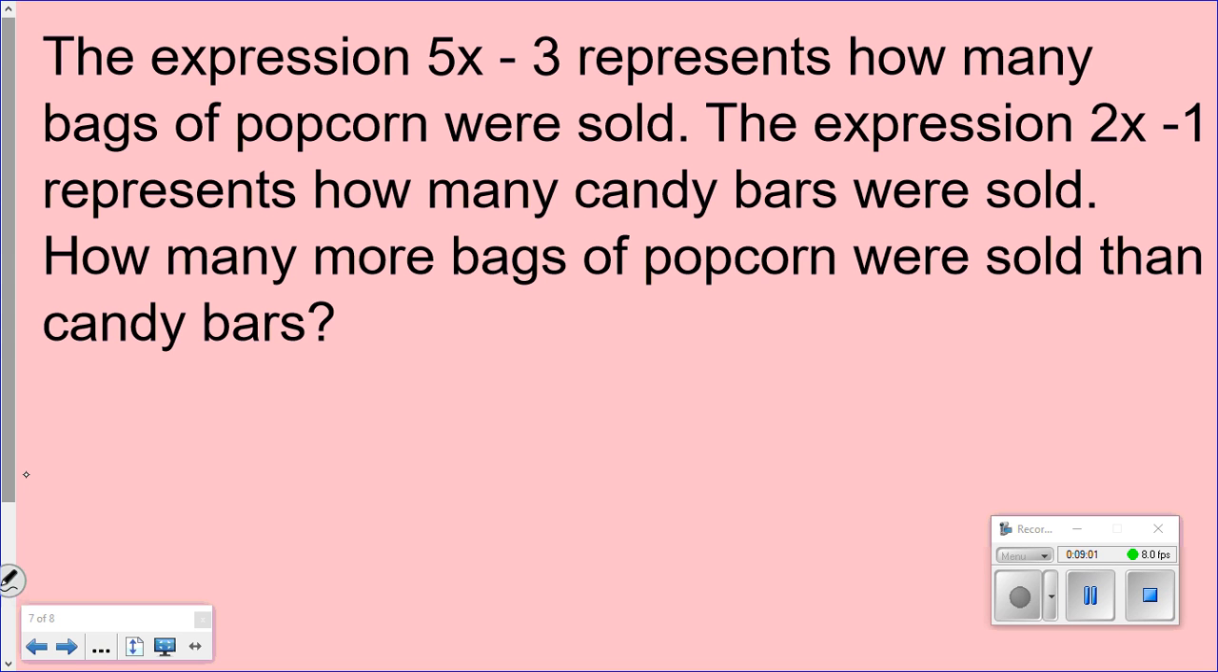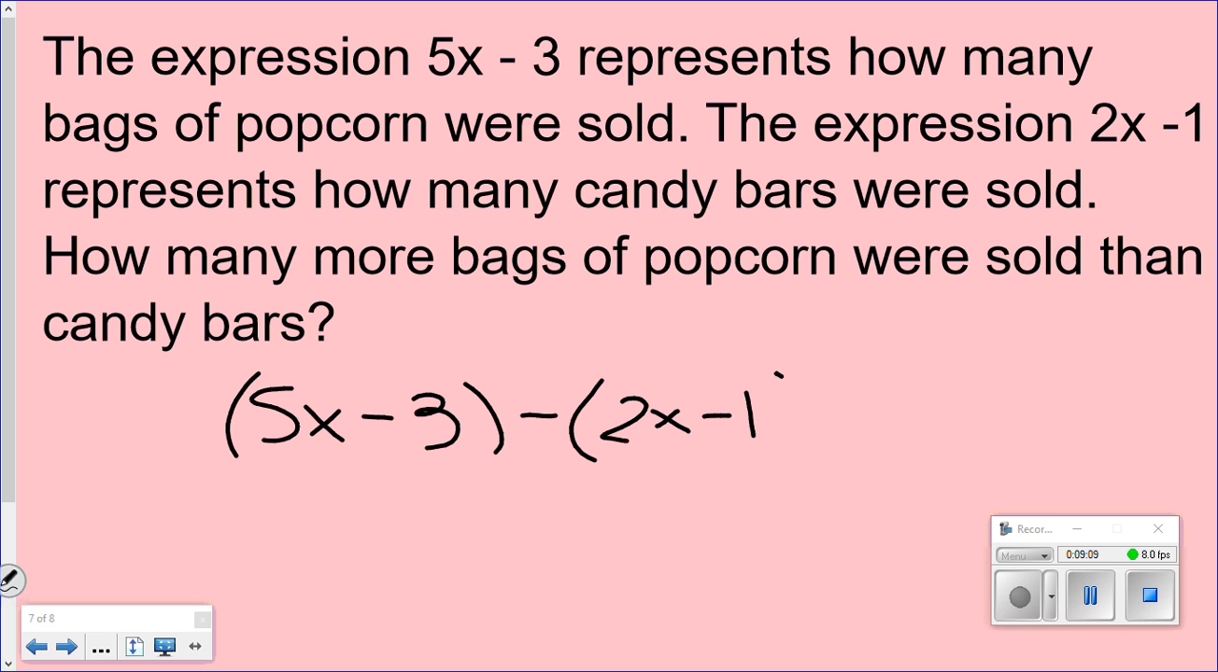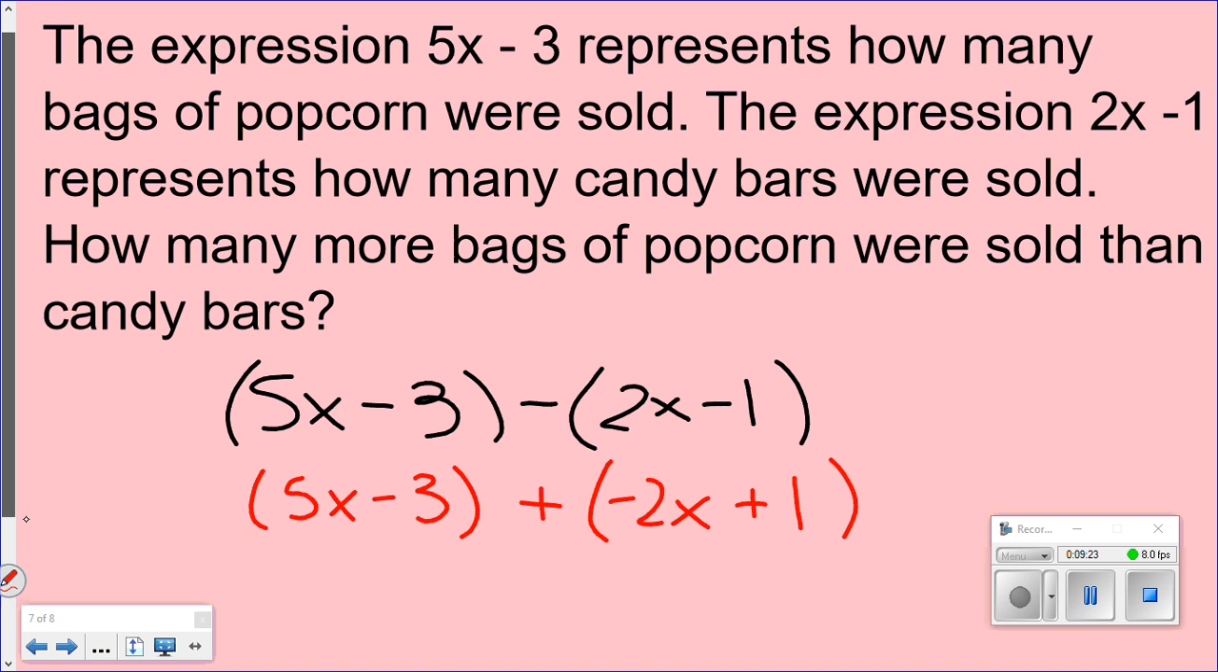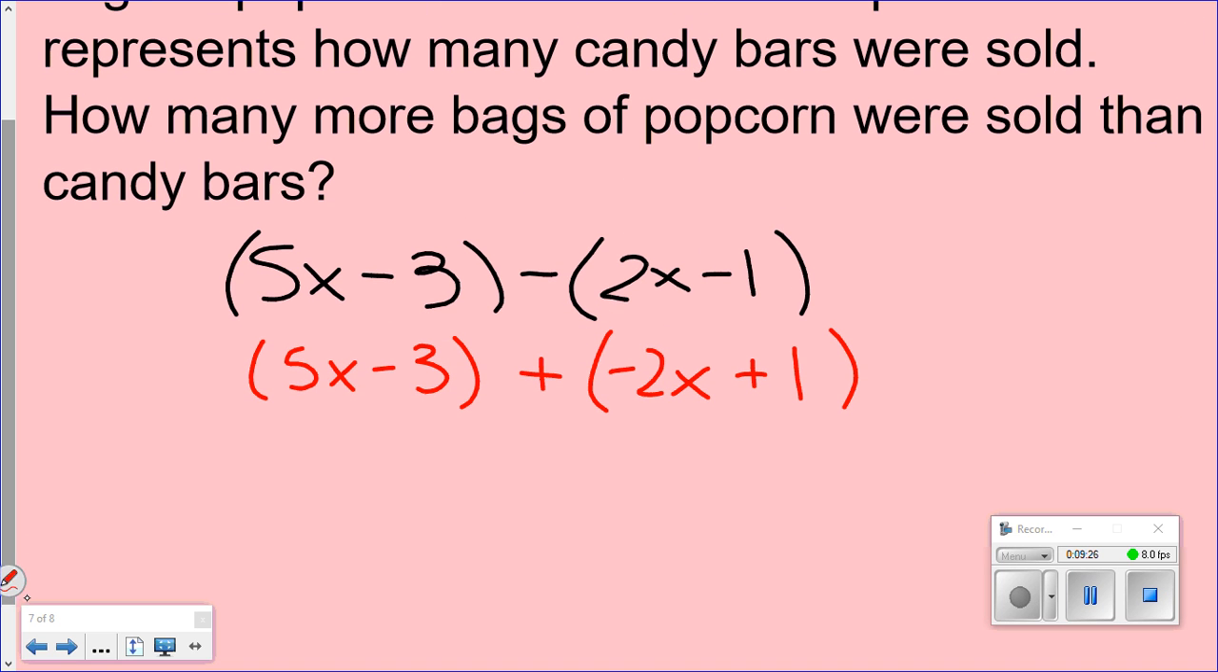Popcorn. What do you think, Kate? 5x minus 3 minus 2x minus 1. You're right. 2x minus 1. Yep. And you can go ahead and solve. Probably going to use shortcut, so it's going to look like this. And keep that. We're going to change this. We're going to change everything else in here. And you're going to solve.